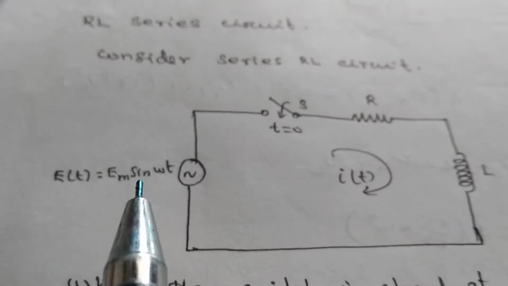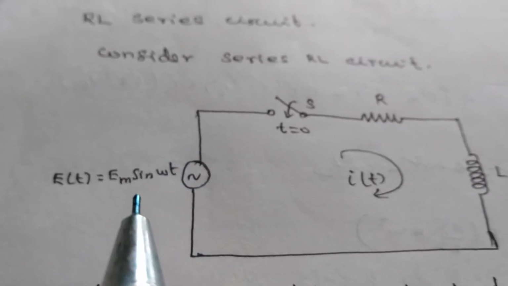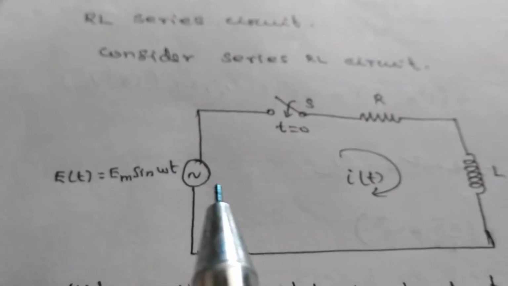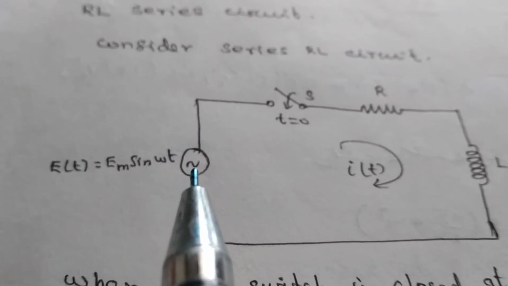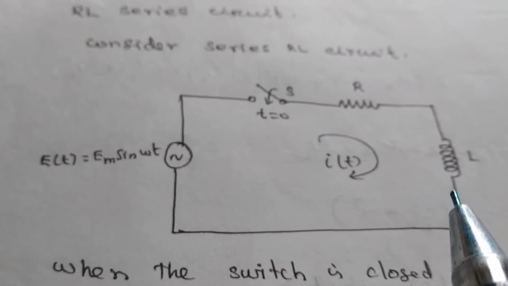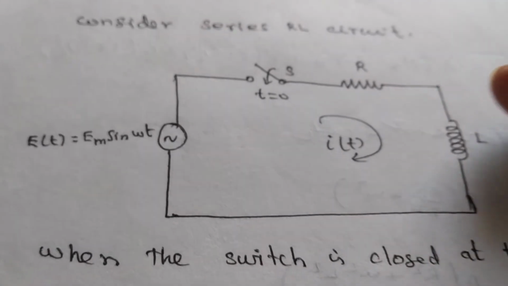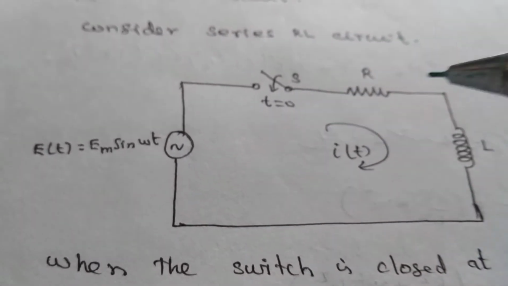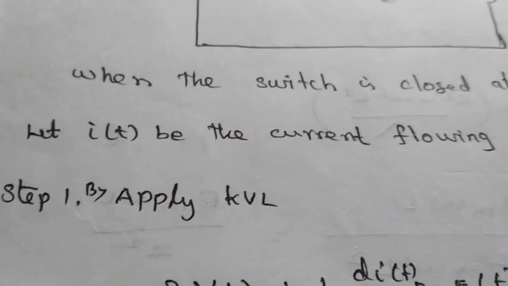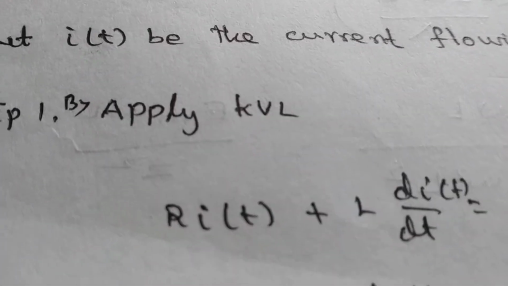With the alternating current, with respect to the time and the frequency. Upon applying the AC source, the current flows through the resistance and inductance, and the passing current is i of t. The switch will be closed at time t equal to 0. When the switch is closed at t equal to 0, let i of t be the current flowing through the circuit. Step 1, applying Kirchhoff's voltage law.